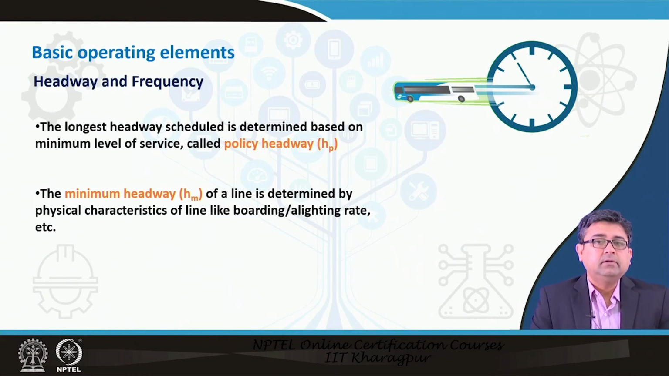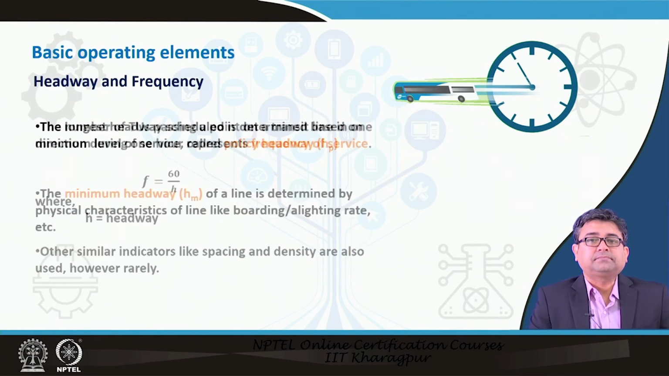What is level of service? We will look at that later on. The minimum headway of a line is determined by physical characteristics of the line, like boarding and alighting rate. There is also a minimum headway that has to be met. If a lot of passengers are boarding or alighting at the majority of stops on the line, it affects how quickly a vehicle can arrive and leave that stop. So, that will affect the headways, and there has to be a minimum value that we keep in mind.